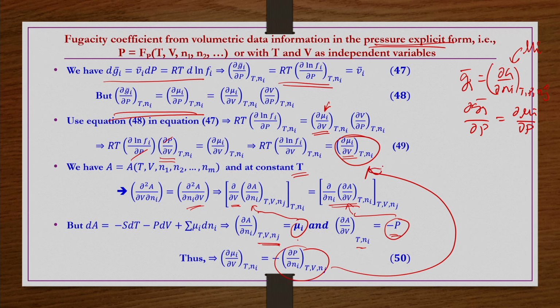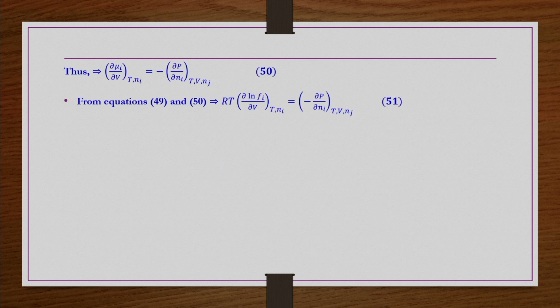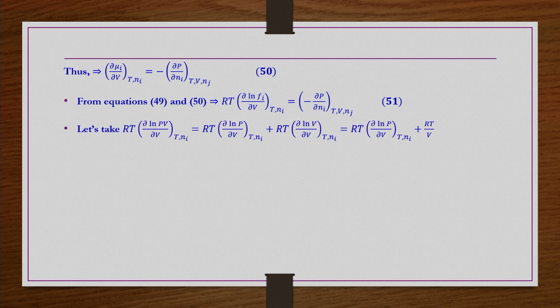Now I can substitute this in equation number 49. Then we have RT ∂ln φi/∂V on the left hand side of equation 49 as it is. On the right hand side we have ∂μi/∂V, and in place of that I can write minus ∂P/∂Ni. Let us keep this equation as it is without any correction.